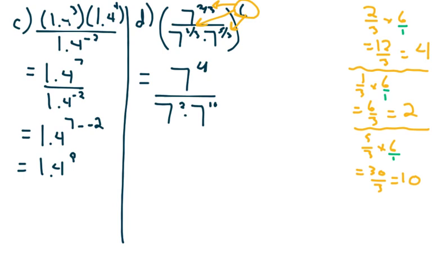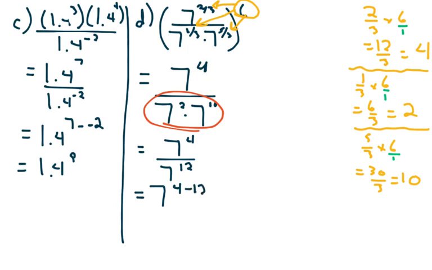So now the question is, where do we go next? Well, on the bottom, we have this multiplying. We should look after that first. So we'll add those exponents on the bottom. 2 plus 10 is 12. And now we're down to straight dividing, so we'll subtract the exponents. 4 minus 12 gives us 7 to the negative 8.